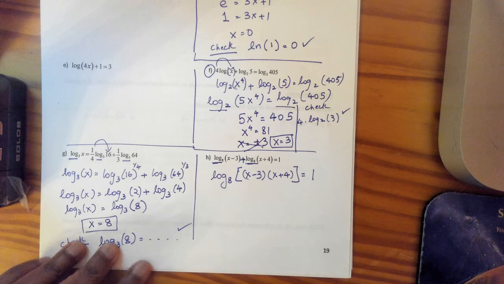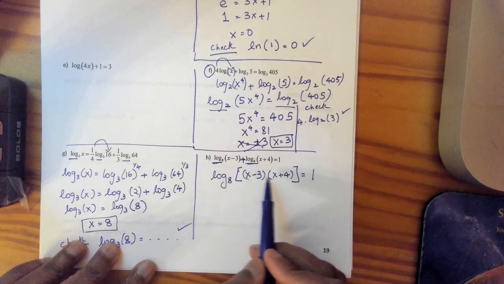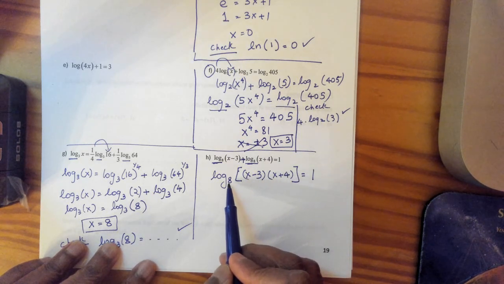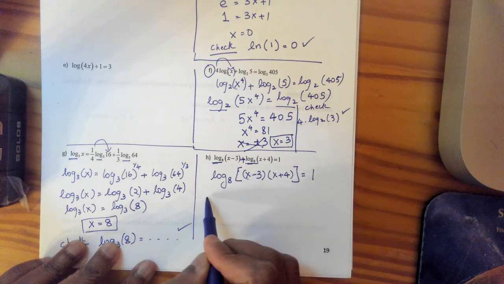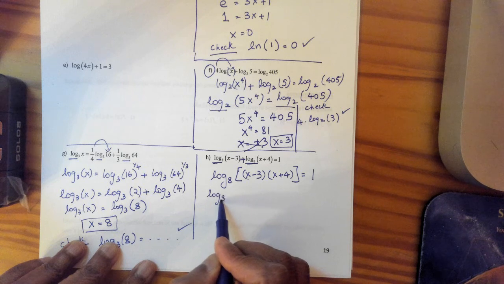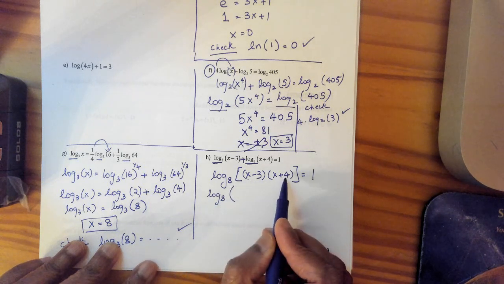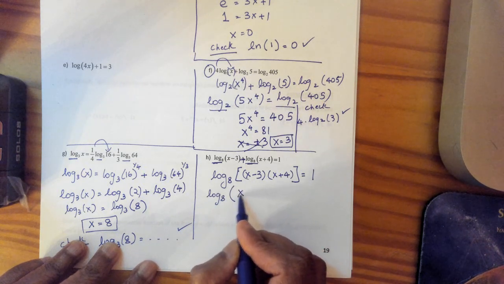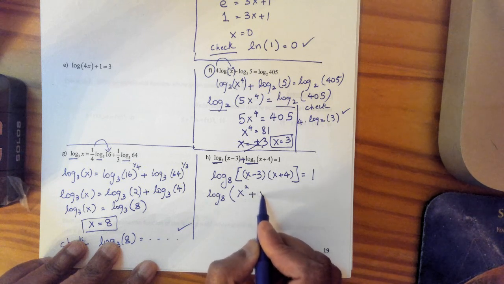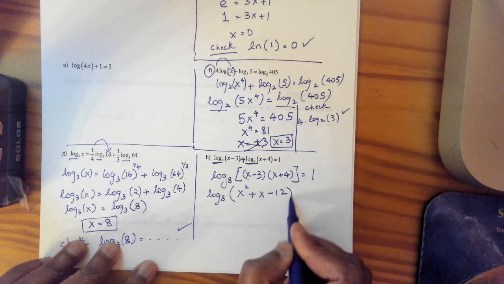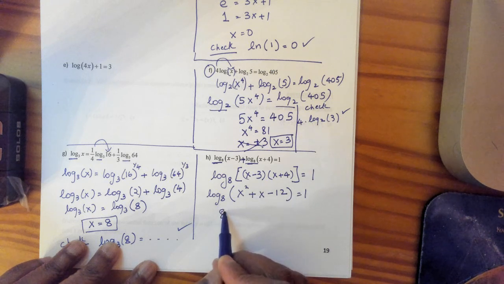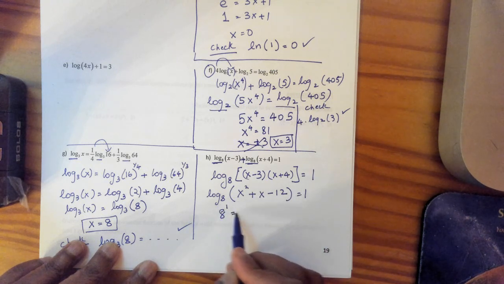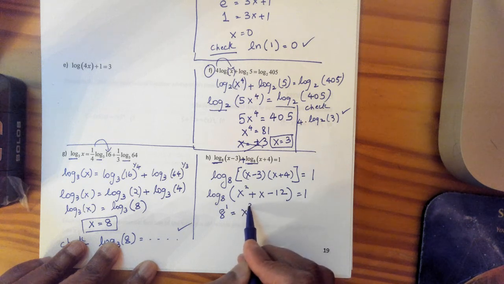Now what am I going to do? So I'm finding that x is the input for the log. That means I want to make that the output. So what I'll do is, let me go ahead and multiply this actually before I do anything else. So when I multiply x minus 3 and x plus 4, I actually get x squared plus x minus 12 equals 1. And now I'm going to rewrite this. So 8 is my base, 1 becomes my input, and this whole thing becomes my output.